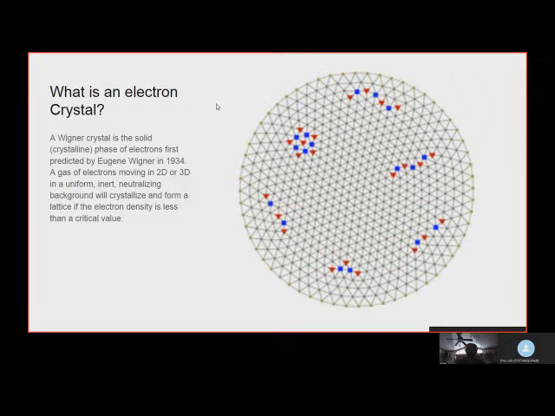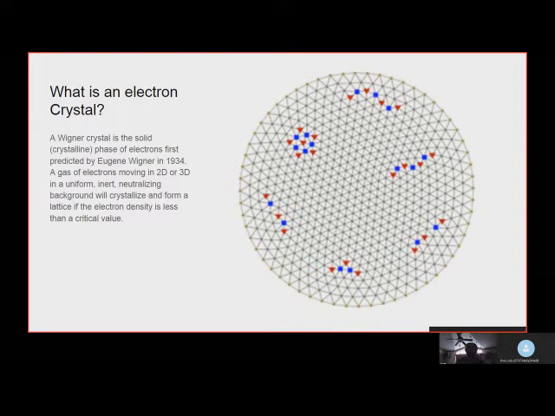What is an electron crystal? A Wigner crystal is the solid crystalline phase of electrons, first predicted by Eugene Wigner in 1934. A gas of electrons moving in 2D or 3D in a uniform inert neutralizing background will crystallize and form a lattice if the electron density is less than the critical value.